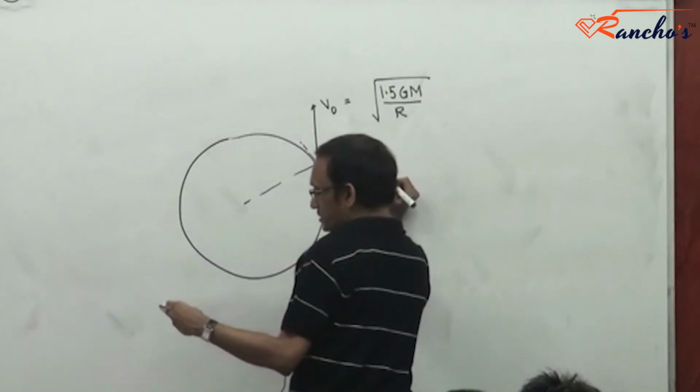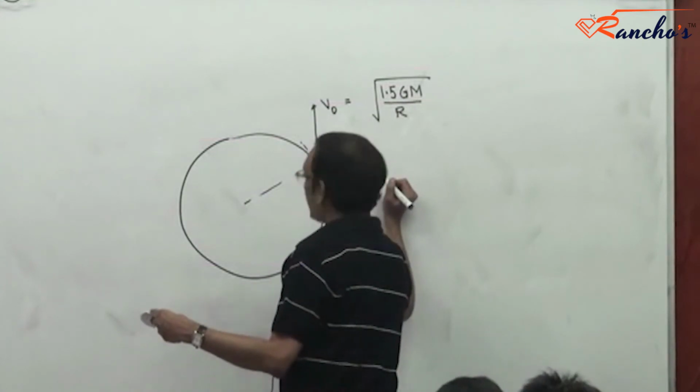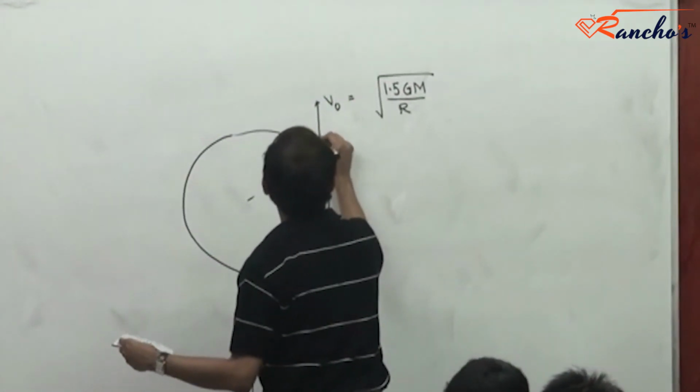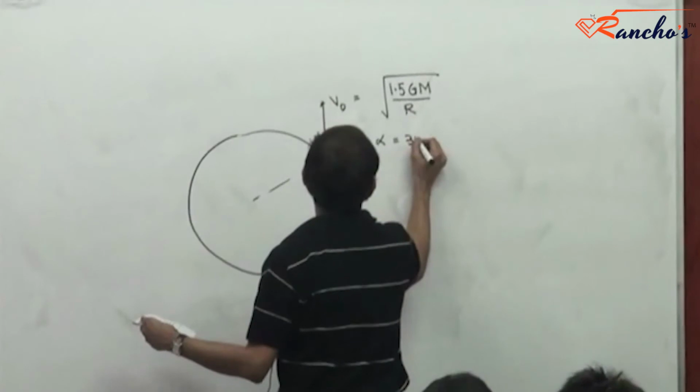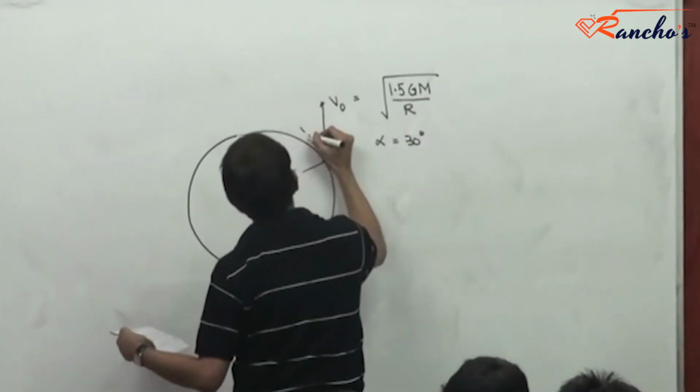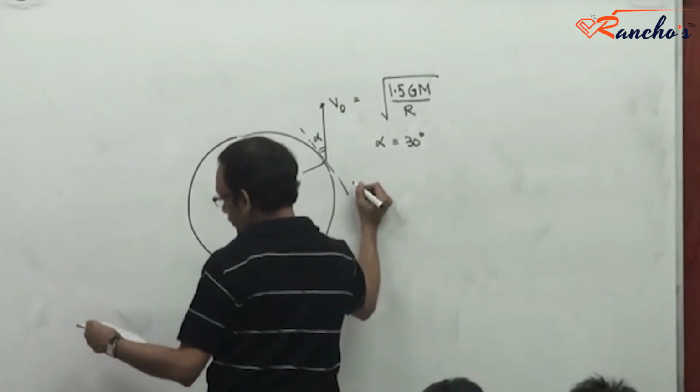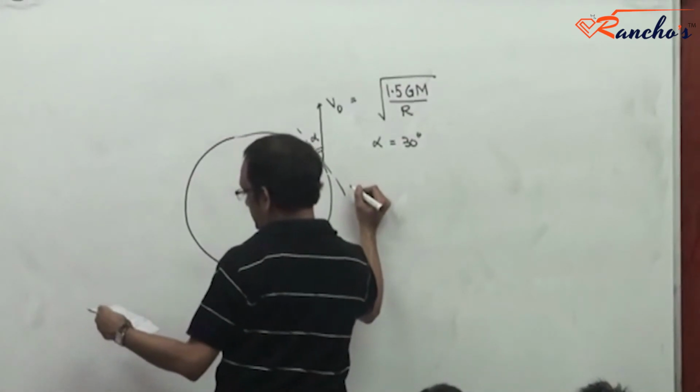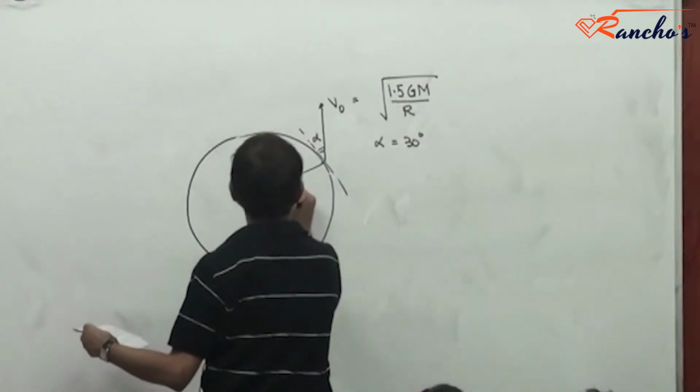A body is launched from the Earth's surface at an angle alpha equal to 30 degrees with respect to the horizontal. This is the horizontal. Find the height to which the body will rise. M is the mass of the Earth and R is its radius.